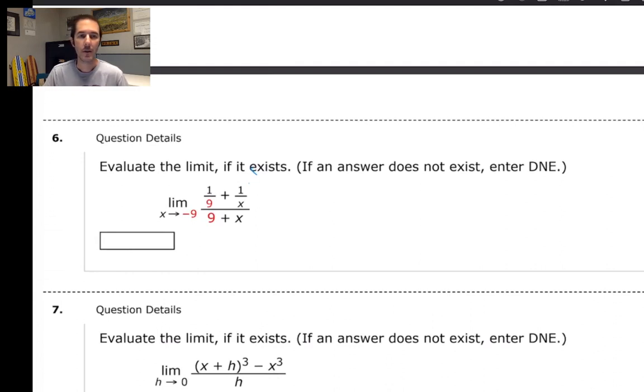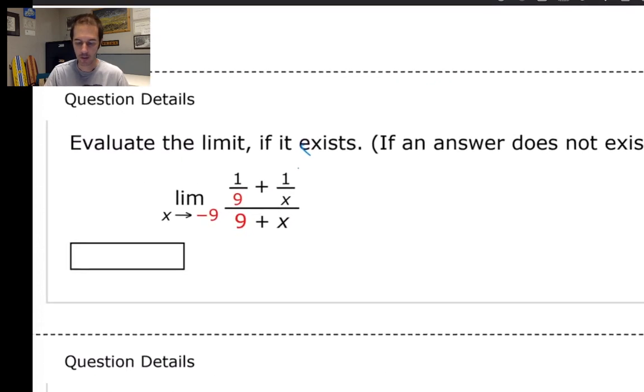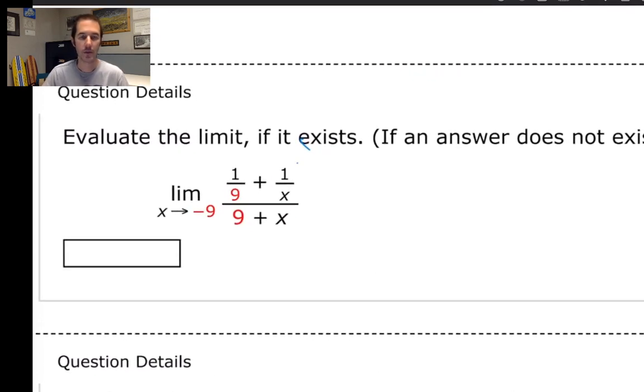This problem clearly gives you 0 over 0, so it's very reminiscent of the previous couple of problems that we just talked about. Will we be able to avoid a DNE in this particular problem? Maybe. Consider that this denominator could be written as 9 plus x over 1. So if I wanted to write it as a fraction, I could write it as over 1.